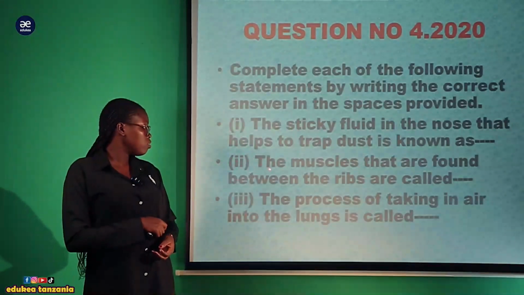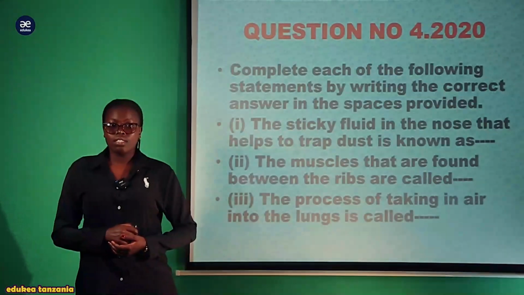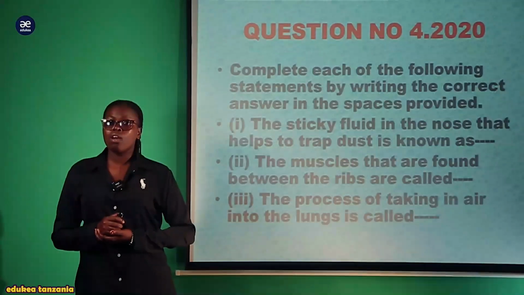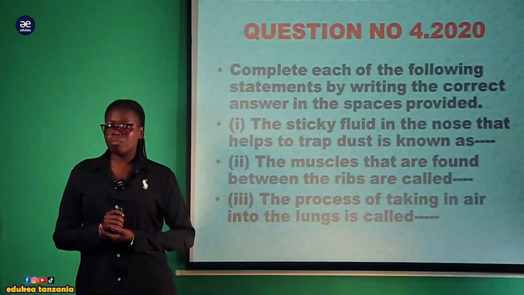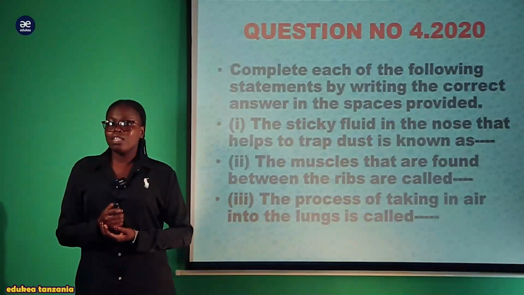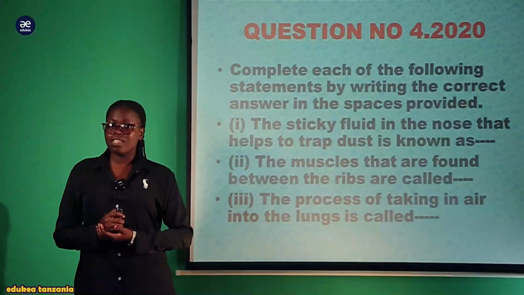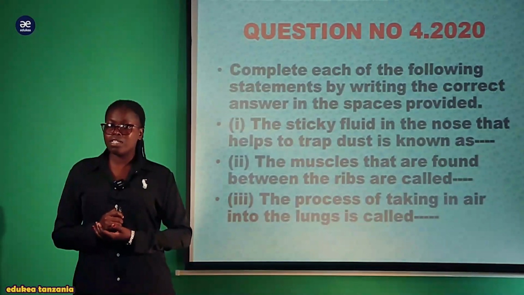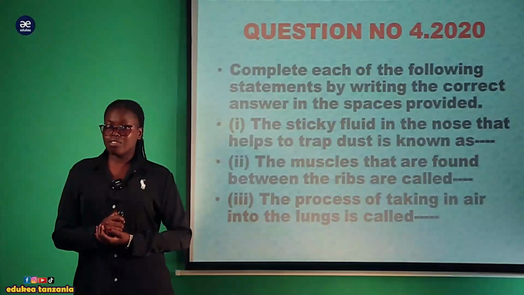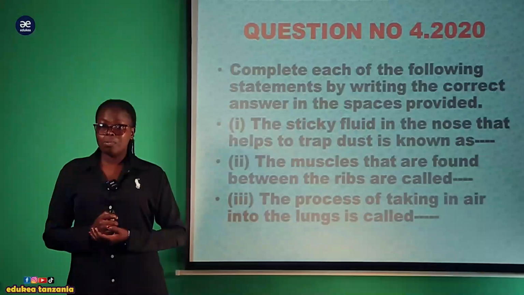And Roman 2, the muscles that are found between the ribs are called dash. This also has been derived from the concept of gaseous exchange and respiration. When you study the mechanism of inhalation and exhalation in human beings, there is a muscle that is found within the ribs. It tends to move upward and downward, or outward and inward, during breathing, and that muscle is known as the intercostal muscle. So the answer here is the intercostal muscle.